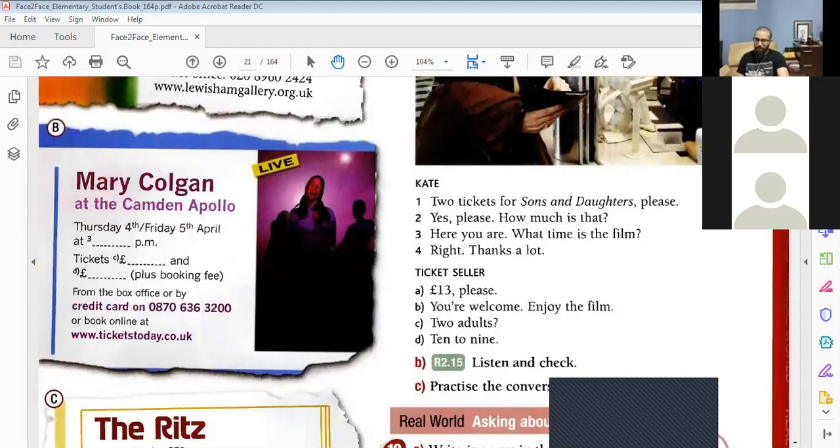Okay, so that's two tickets for the Mary Colgan concert at the Camden Apollo on Friday the 5th of April at 7:30 p.m.